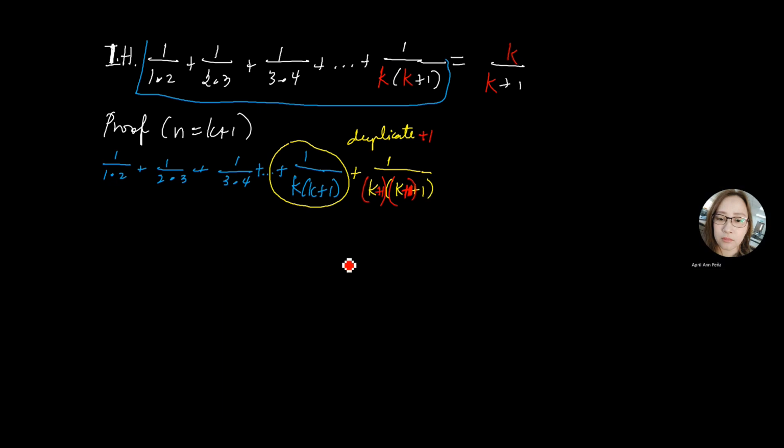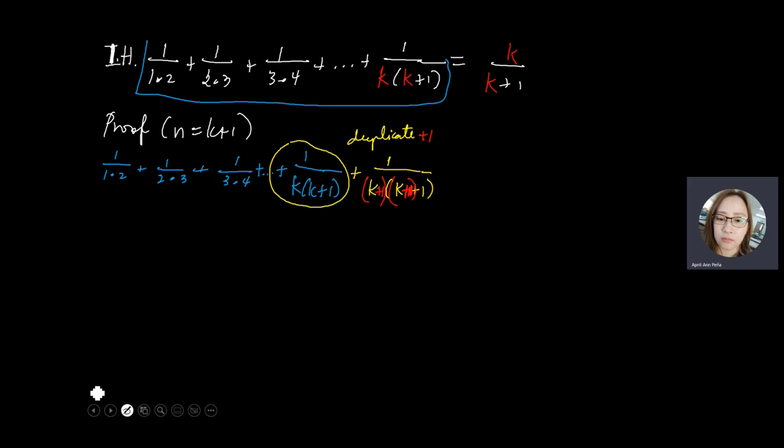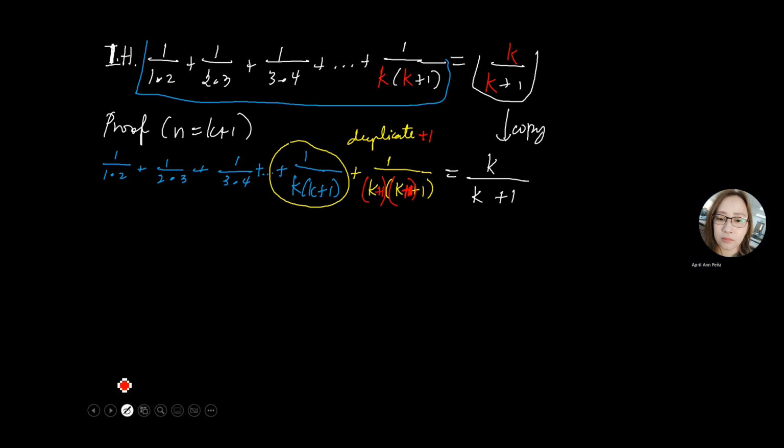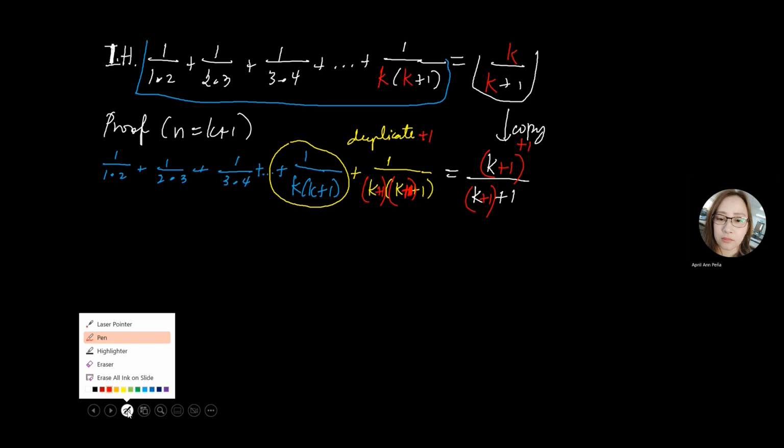Okay. Next, right side, you're going to copy the right side of the induction hypothesis. So you just copy this. So equals k over k plus 1. So provide space also, because you're also going to insert the plus 1 on the k only. So plus 1 on the k, plus 1 on the k, open, close, like that. Next, you're going to simplify the left side as well as the right side.